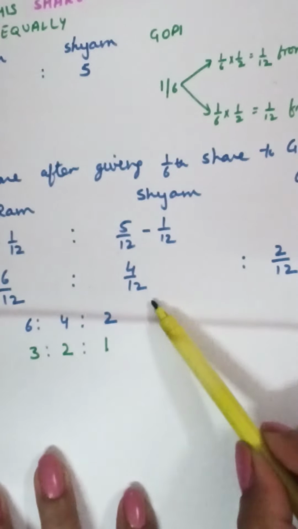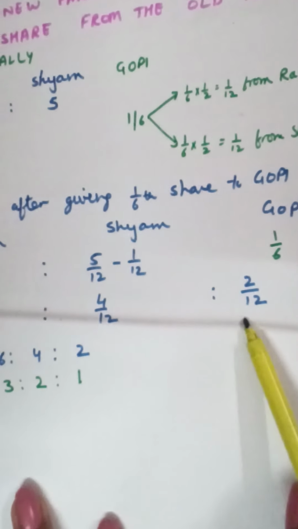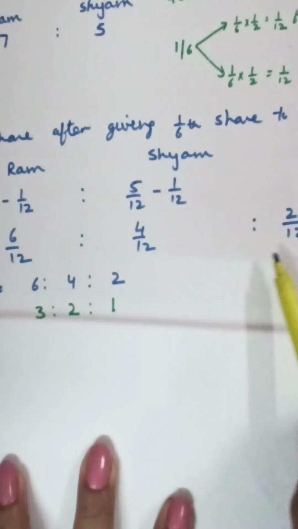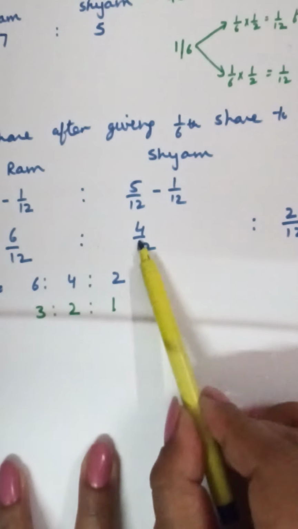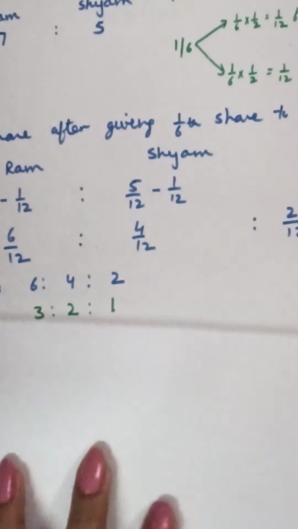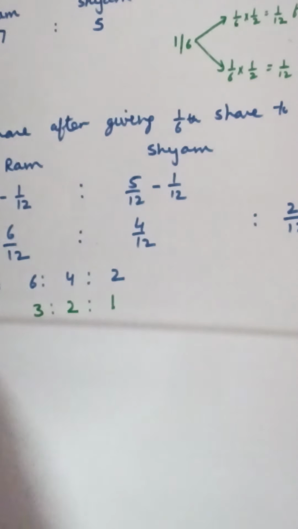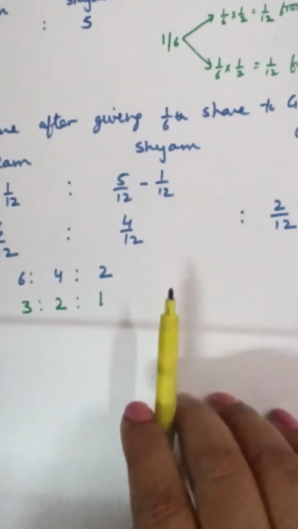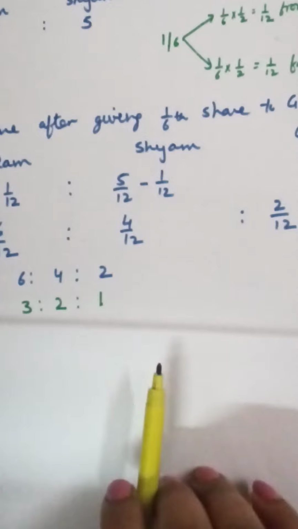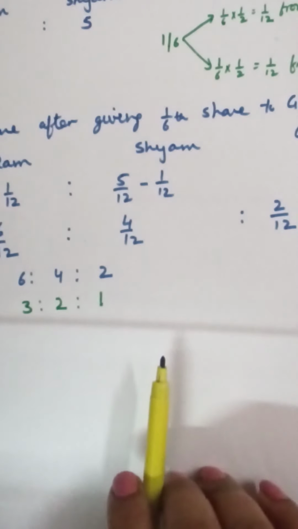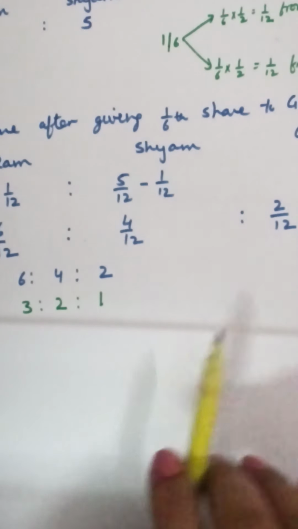So 6/12 is to 4/12 is to 2/12. That will be the profit sharing ratio between these three partners. That means 6:4:2, or 3:2:1, is the new ratio. This is how the new ratio is calculated. Girls, till here you will be able to do unsolved question number 4 from your textbook, and you are expected to practice these questions.